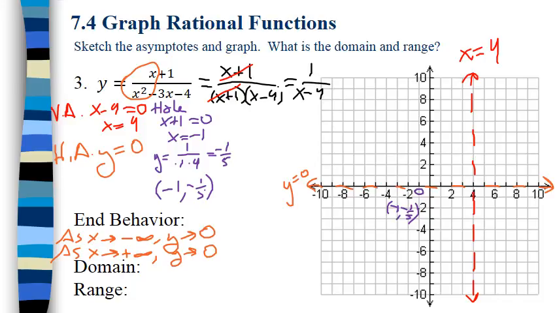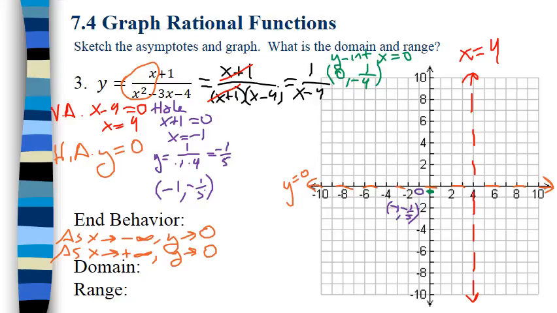Then we can identify our x and y intercepts. So our y-intercept happens when x equals 0. So if we plug in 0 for x, we get 1 over negative 4, right? So our y-intercept is 0, negative 1/4. So we go 0, negative 1/4 right there.